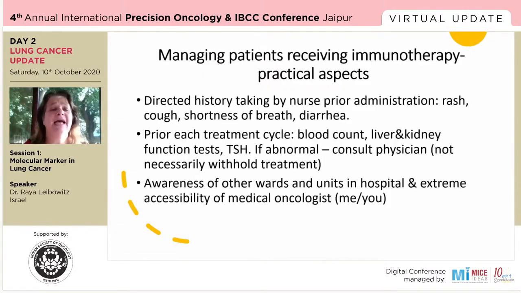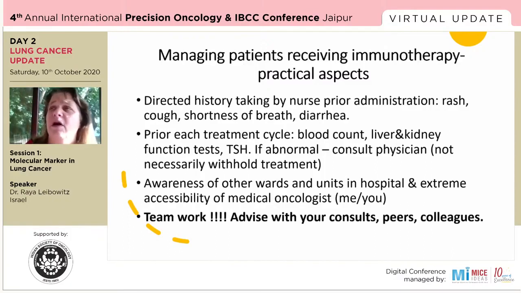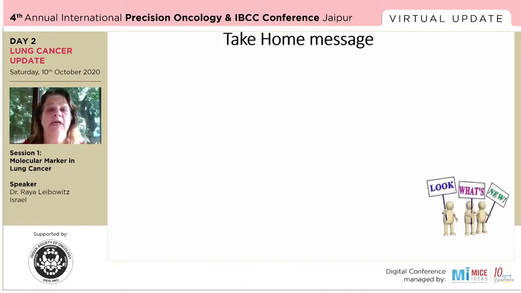So practical aspects, one last slide. Direct history taking by nurse prior to admission to receive IO. We ask about rash, about cough, about shortness of breath, and about diarrhea. We take a blood count, liver and kidney function tests, and TSH. And if abnormal, we consult a physician. And of course, all the wards in the hospital need to be part of this. We have to have extreme accessibility of the medical oncologists. That's me, that's you. We need to be on board because we may get phone calls like this in the middle of the night. And of course, this is teamwork. We have to advise with our consults, our peers, and our colleagues.